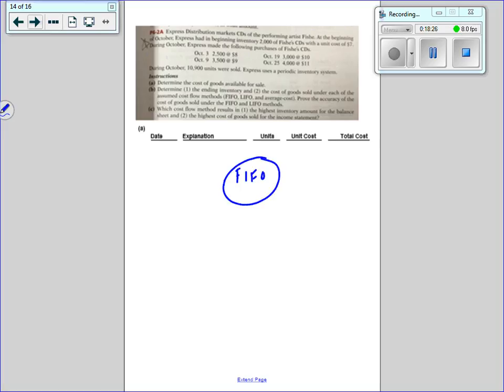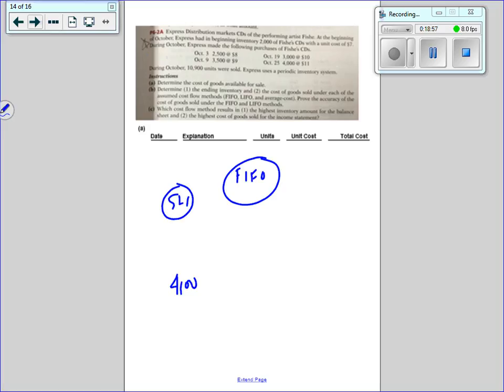FIFO. Okay. FIFO tells me that I am selling stuff and recognizing it at its oldest or newest values. Oldest. So as I figure out and I back in, I'm going to first calculate my newest values because that's what's still here collecting dust. My number that I'm targeting is 4,100 because that's what's still here. So we're going to back into that.